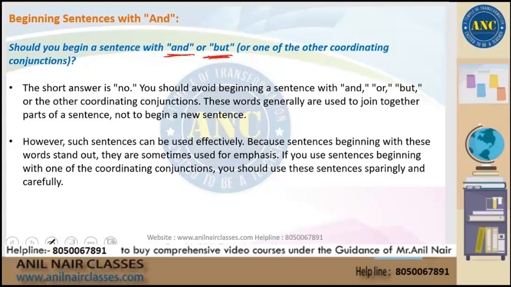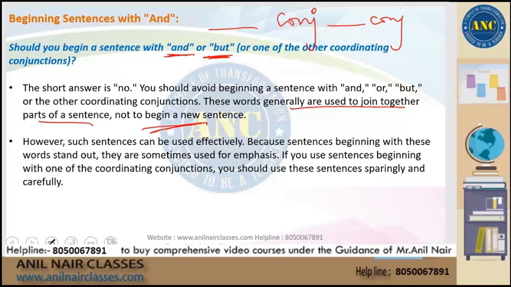Why is that? Why can you not begin with any of the coordinating conjunctions? Because these words are only used to join together parts of a sentence. You cannot begin a sentence with them. They only help you to join two or more sentences. Hence, you can never begin a sentence with a coordinating conjunction like and or but.